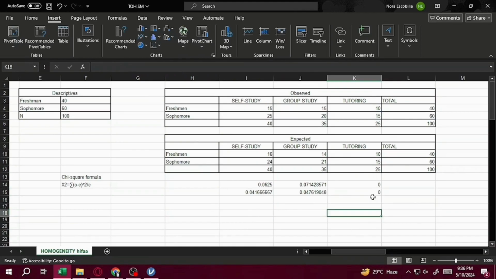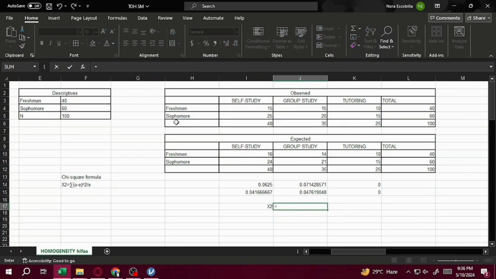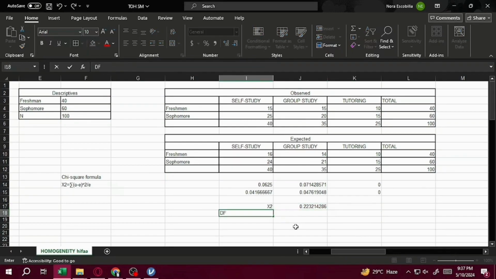So after we get all of this, we need to add all of the values that we got to get our chi-squared. So let's copy all of this and take the sum. Now we have 0.22321426, and that's our chi-square.